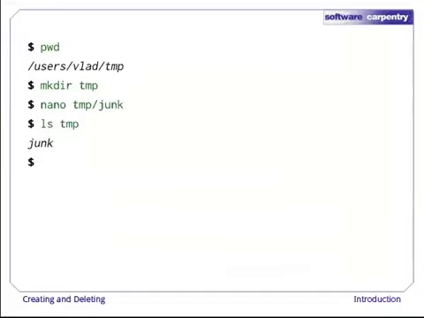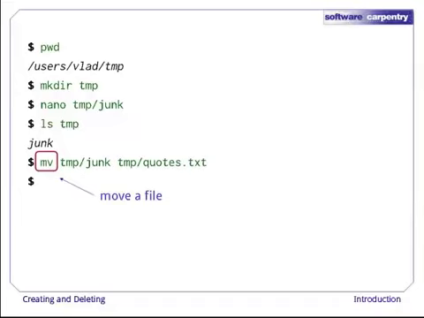Let's create that directory and file one more time. Junk isn't a particularly informative name, so let's change the file's name using mv. mv is short for move. We use it to move a file from one place to another. It also works on directories. There is no separate mvdir command.